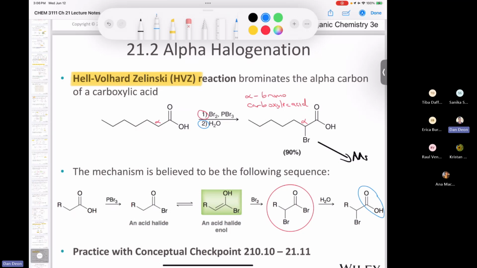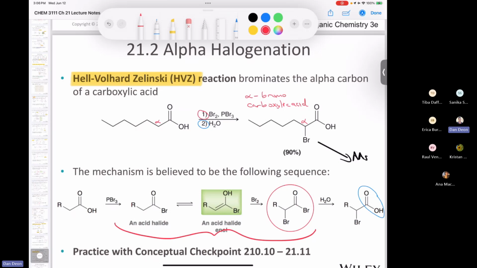I can tell you right now, I've taught this class long enough to know that I'm not going to ask you about any of these intermediates along the way. I will not ask you about the acid halide, enol, and all that. I never ask my students about that. All I want you to know is the Hell-Volhard-Zelinsky, what the reagents are, and that it takes you to the alpha bromo carboxylic acid.